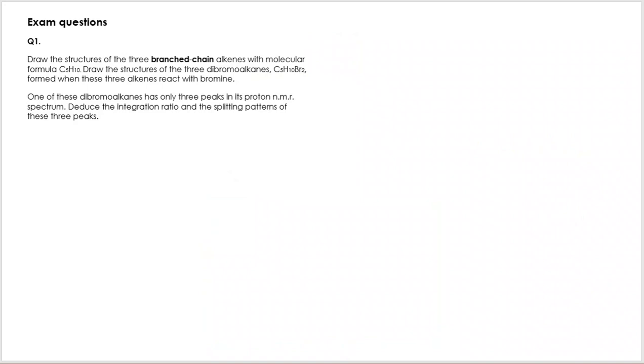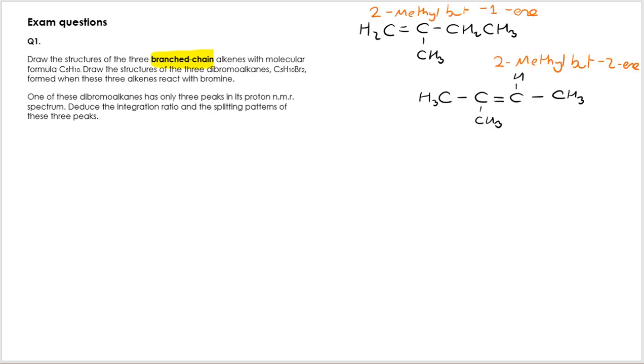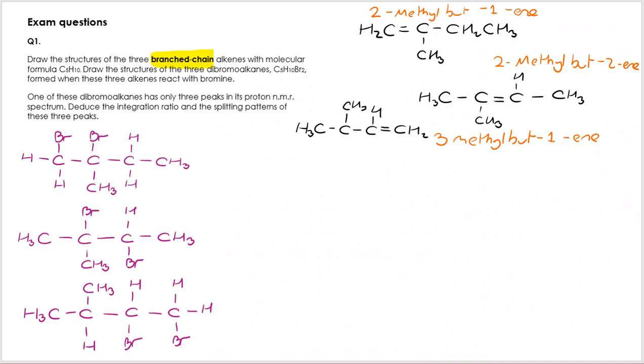First thing to watch out for here, just so you don't fall at the first hurdle, we're asked for branched chain alkenes, C5H10. So I could have 2-methyl-but-1-ene, I could have 2-methyl-but-2-ene, or I could have 3-methyl-but-1-ene. Once I've got all of those, I can think about what my structures will be when I've added Br2 across the double bonds. So we're essentially looking here at electrophilic addition mechanisms, good bit of crossover, but we would end up with these 3.